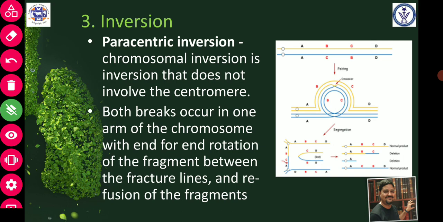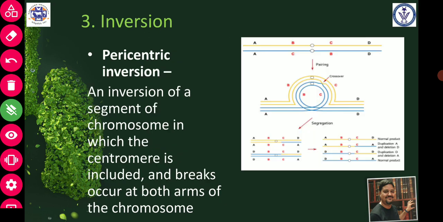On similar lines, you can see the pericentric inversion. As the name suggests, peri means around, centric means centromere. So the inversion takes place around the centromere. It is an inversion of a segment of chromosome in which the centromere is included and breaks occur at both arms of the chromosome. You can understand this is the centromere, and breaks occur at both arms around the centromere.